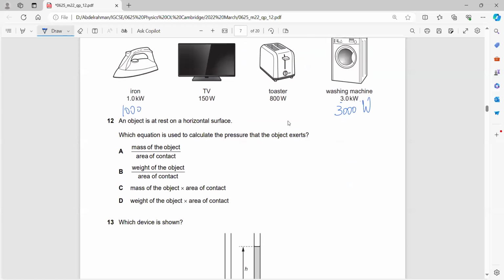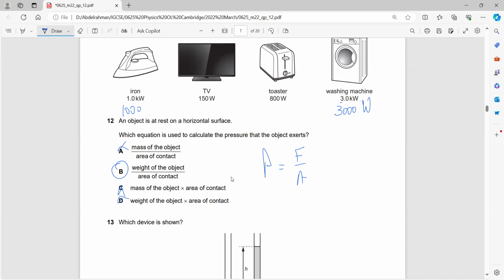An object is at rest on a horizontal surface. Which equation is used to calculate the pressure? Quite easy. What's the pressure? Is it pressure equals weight over area, mass times area, weight times area? We know that the pressure equals force over area. C and D are wrong. A, no, not mass. It is the weight.